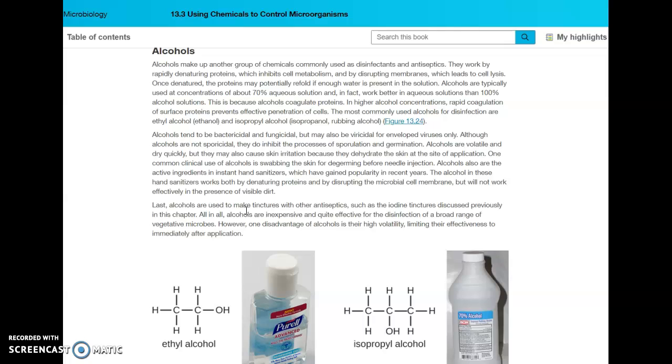Remember those enveloped viruses escape from the cell membrane and they take a piece of it as they go and kind of use it as this outer envelope. And since alcohol denatures proteins and disrupts membranes, it can cause issues with particular enveloped viruses because it's going to break down that envelope.